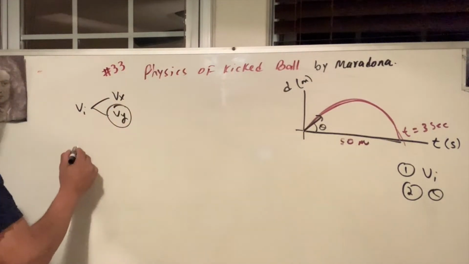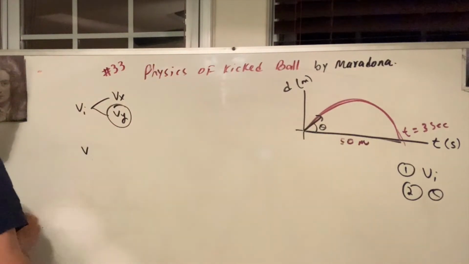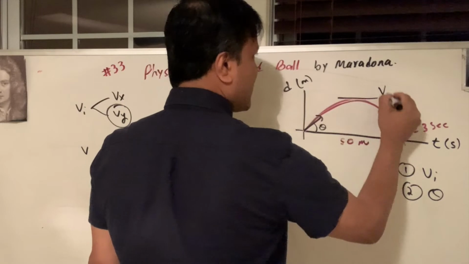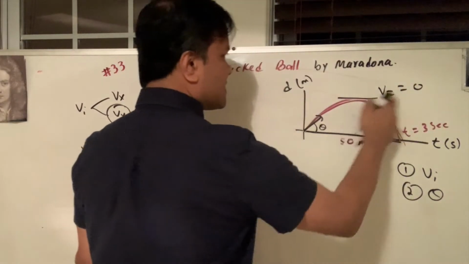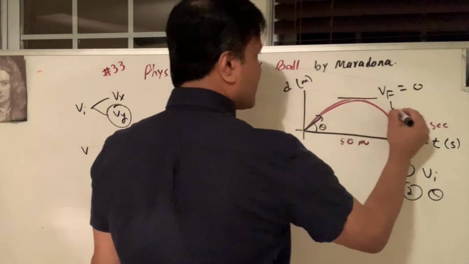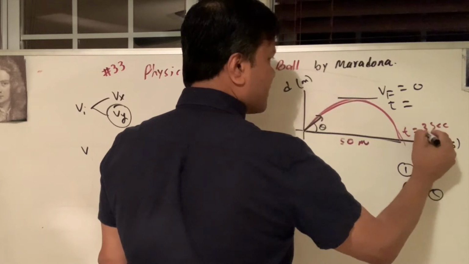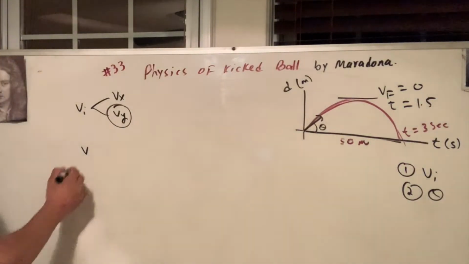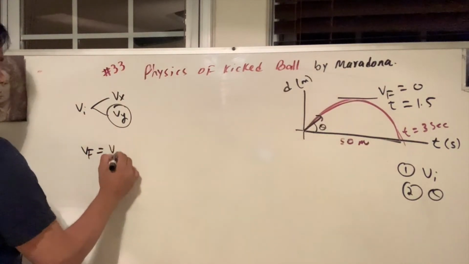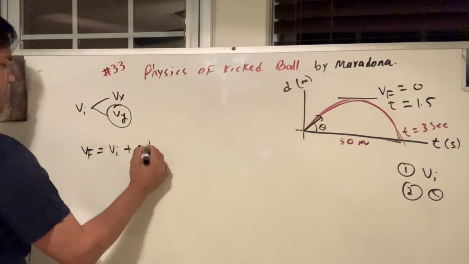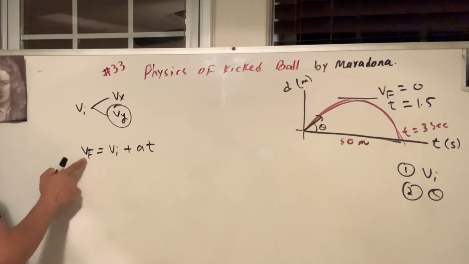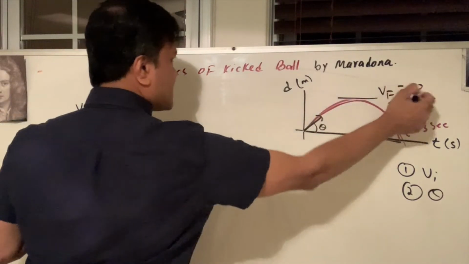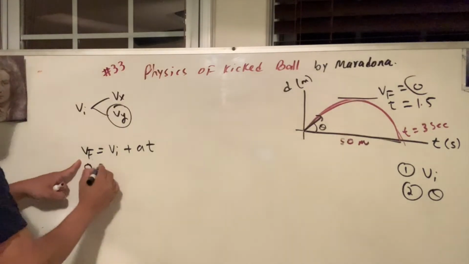In order to find Vy, we need to know a few things. So this is Vf, which is 0, because the velocity at the top is 0, and the t at the top is 3 divided by 2, which is 1.5. So that's what we know. Vf is equal to Vi plus at. Now we're going to let Vf be the top so that we can use this information. So 0 is equal to Vi.